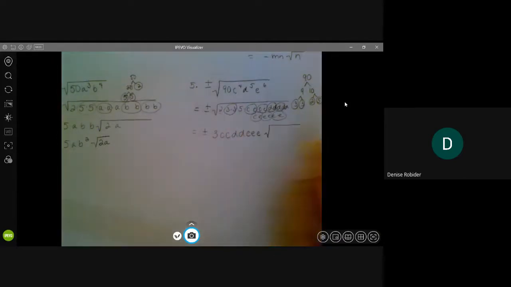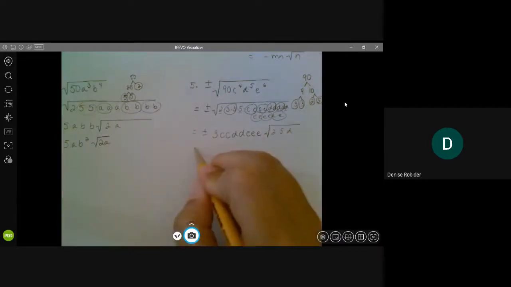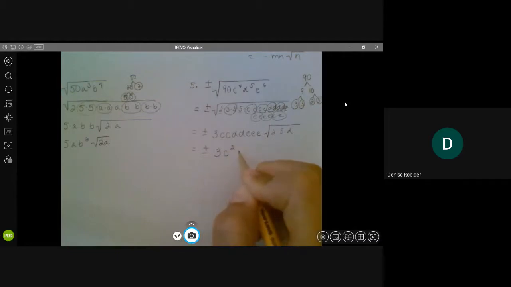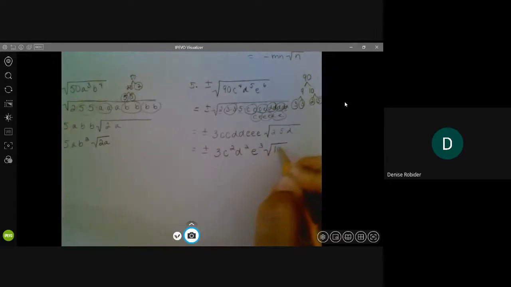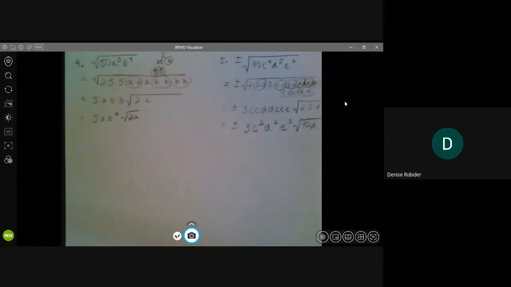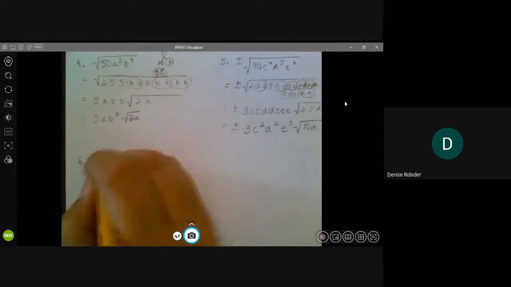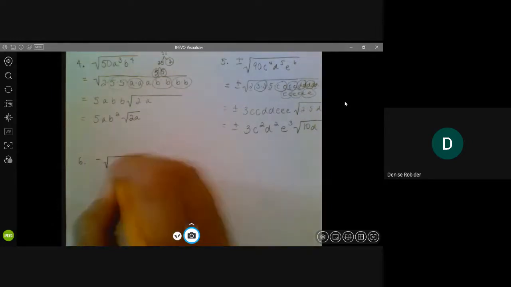That's 2 times 5 times D. There's a leftover D. He's sort of forgotten. Okay, so I get positive or negative 3 C squared D squared E cubed times the square root of 10D. Okay, there we go. Whew. I'm working on these factor trees from 6th grade. Okay, if you like this way, please be sure to go back and thank your 6th grade math teacher.